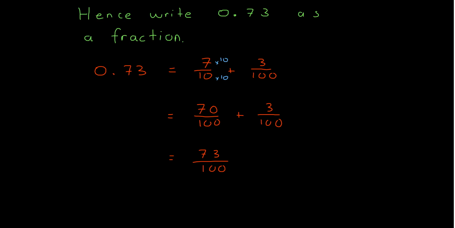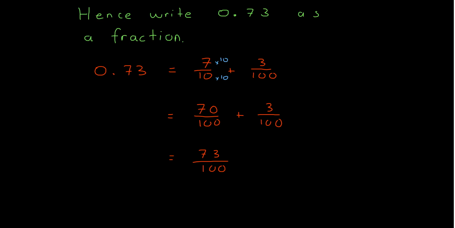So I'm going to times this 10 by 10 to make a common denominator of 100, but I times the 7 by 10 to make the top and the bottom multiplied by the same thing. So now I've got 70 over 100 plus 3 over 100, and these have a common denominator, so I can just add them together and I can get 73 over 100. But there's actually a faster way of doing this.